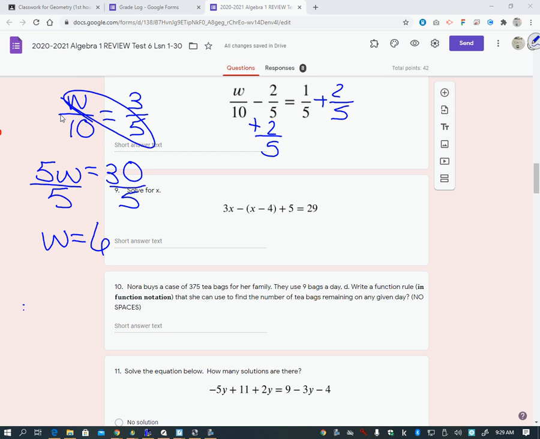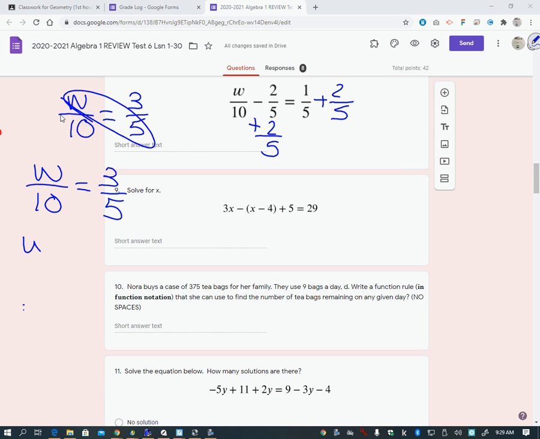Okay. Here's another way to think about this. If I've got W over 10 is equal to the ratio of 3/5, right? Could I double this to get this to the common denominator 10? Right? So W over 10 would be equal to 6/10, correct? So if 10 equals 10, then what does W equal? 6. Does that make sense? Okay. There's about 3 different ways to get there. Probably more than that.